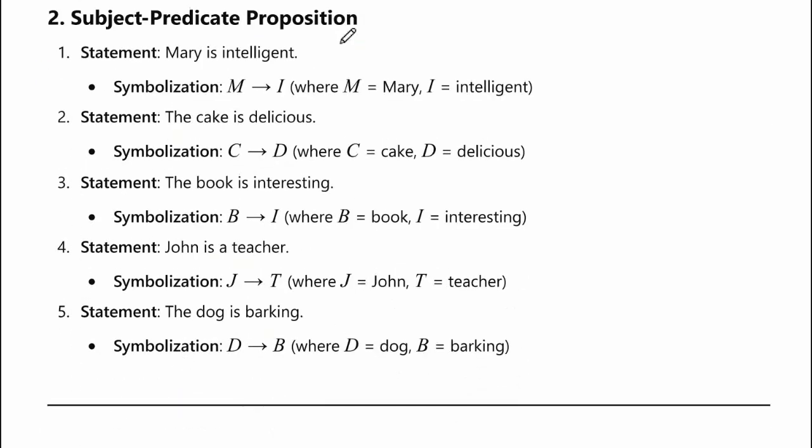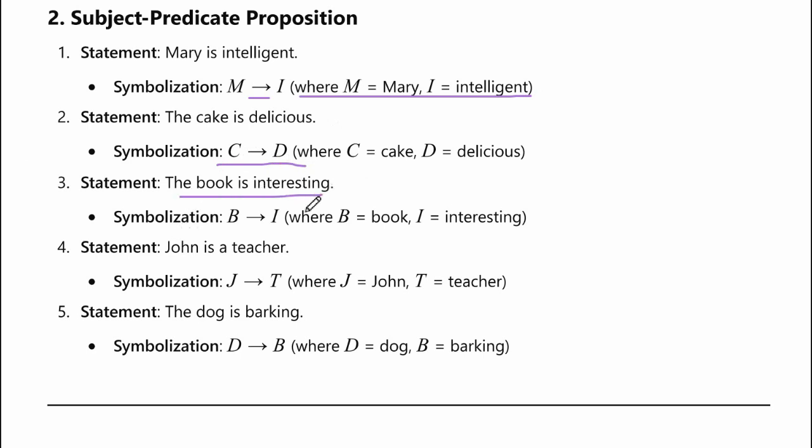Then there is the subject predicate proposition. This is symbolized using the implication sign, implies or conditional sign. Mary is intelligent. Symbolization: M implies I. That is, if there is intelligence, it indicates Mary. Where M is Mary, I is intelligent. We have to just write it in this way. The cake is delicious. C implies D. If this is a cake, it is delicious.